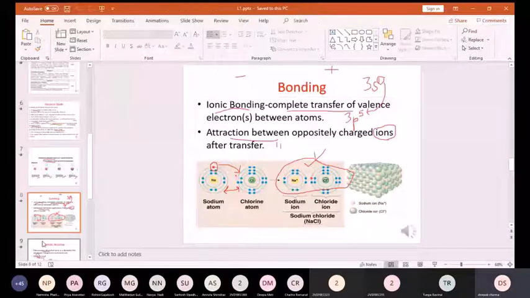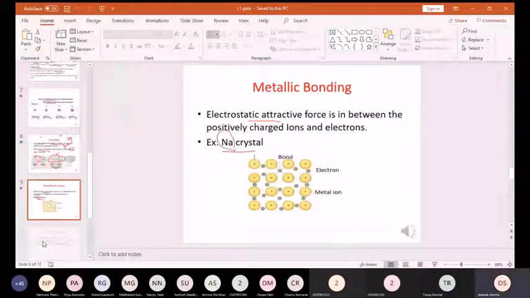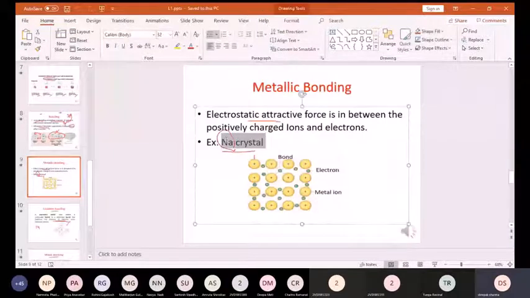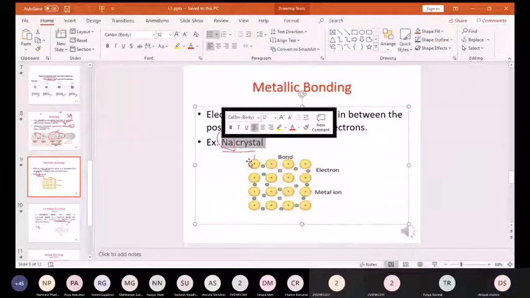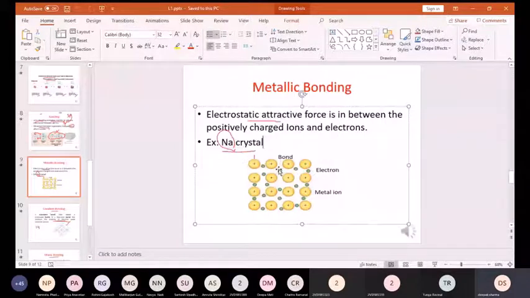After that, we went towards the metallic bonding, wherein we take the example of Na crystal, that is the sodium crystal, and the free electrons are bound by the sodium crystal. So that attractive force between the positively charged ions, specifically sodium ions in the sodium crystal, and the electrons, right? That attractive force between positively charged ions and electrons is called metallic bonding.